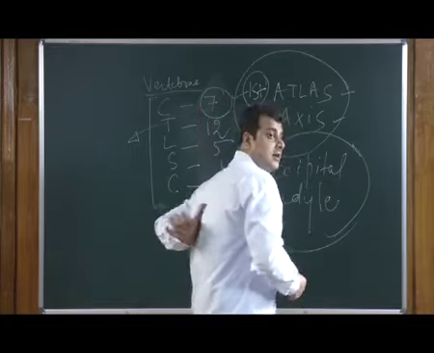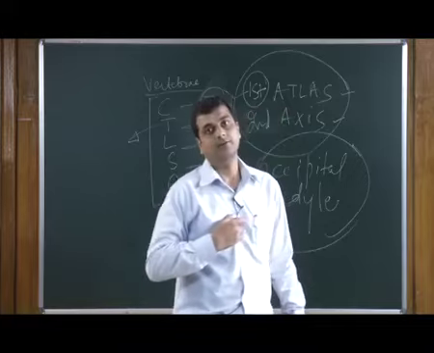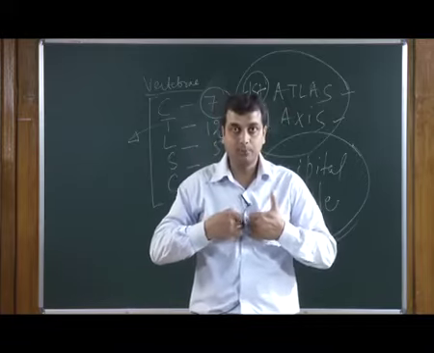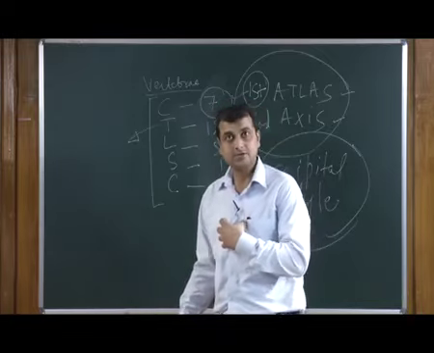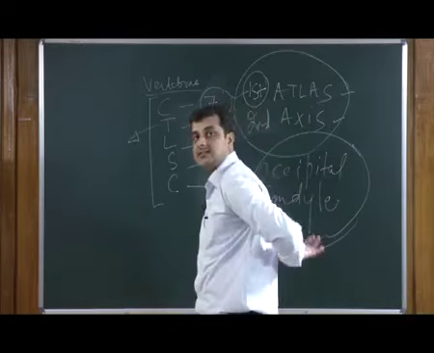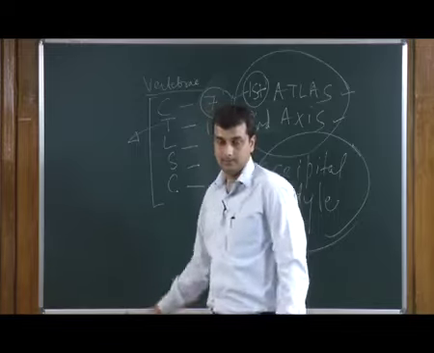So, these are located on the dorsal side, not on the ventral side, and in the ventral you have this bone which is called the sternum. So, ventral is the location of the sternum and dorsal is the location of the vertebral column.